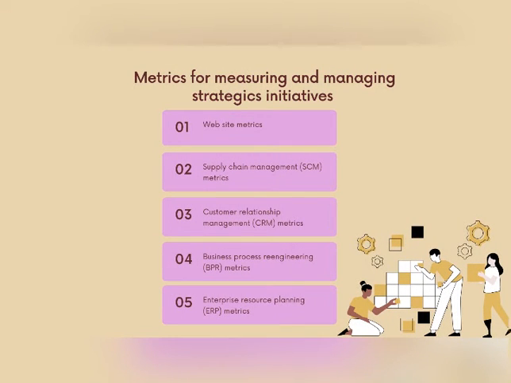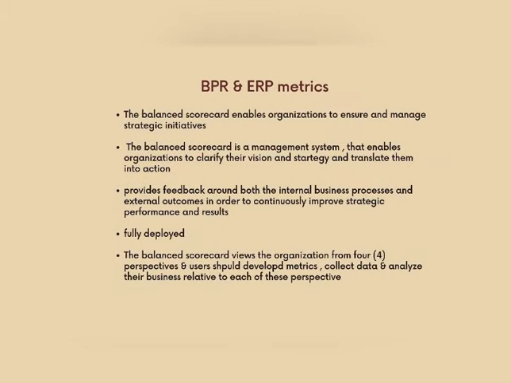There are 5 metrics for measuring and managing strategic initiatives such as website metrics, supply chain management, customer relationship management, business process re-engineering, and the last one is enterprise resource planning metrics. BPR and ERP metrics. The balanced scorecard enables organizations to ensure and manage strategic initiatives. Besides that, the balanced scorecard is a management system that enables organizations to clarify their vision and strategy.